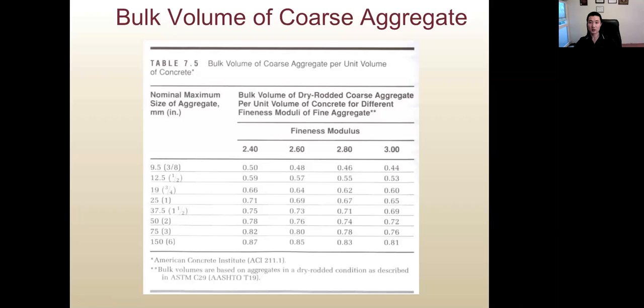Okay. So another thing we should mention is the bulk volume is dry rodded weight, which means the moisture condition of coarse aggregate is oven dry condition. And to determine how much, for example, air dry coarse aggregate we need, we need to do another calculation, which will be shown in an example in a moment.